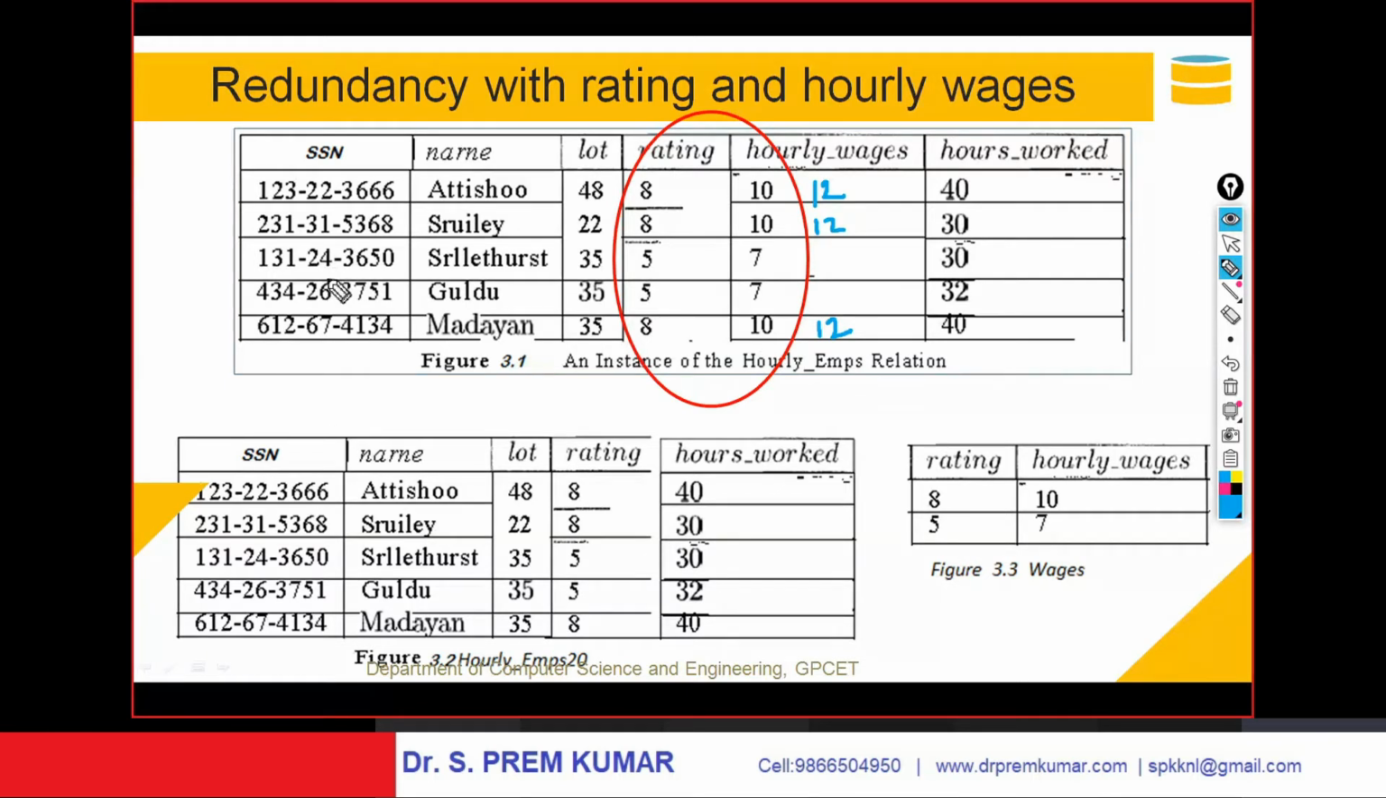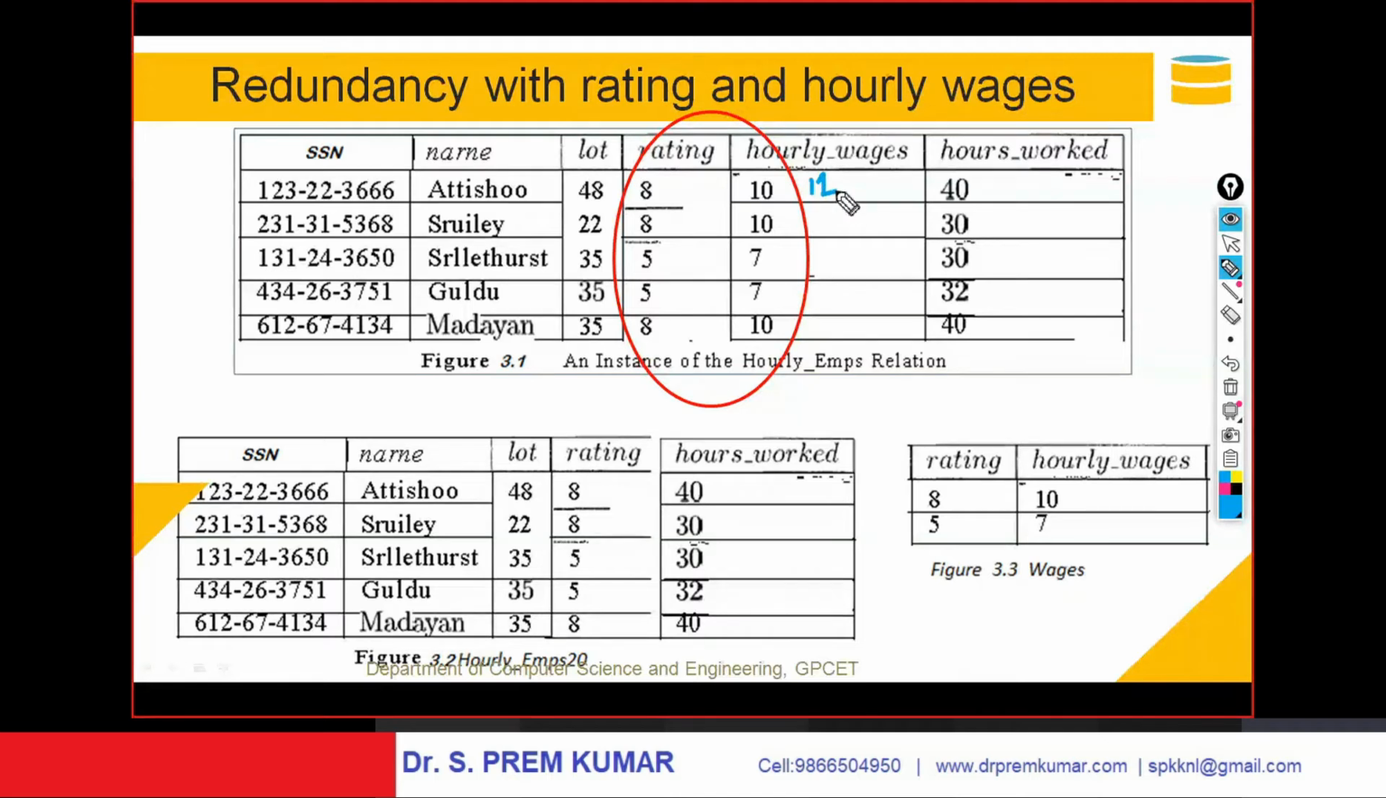You can observe here SSN number, name, LOT, rating and hours worked. I had taken this, and rating and hourly wages I had taken as a separate table. This is the first table, this is the second table. I took two separate tables. Here, hourly wages for rating 8, I want to make it as $12, instead of 10.